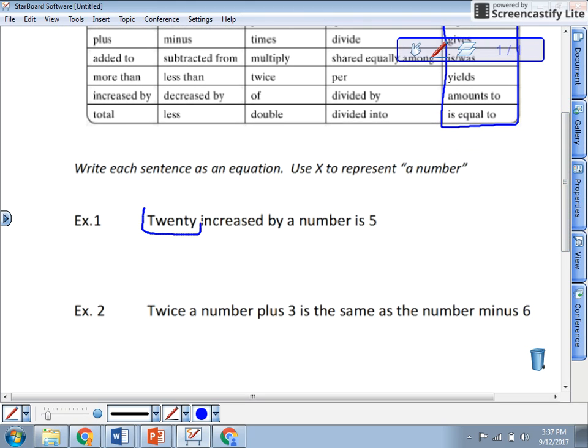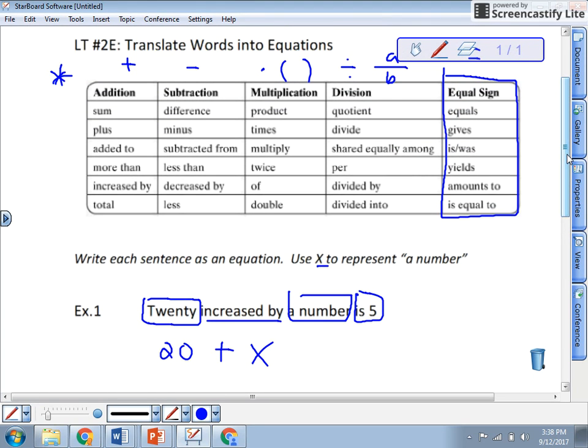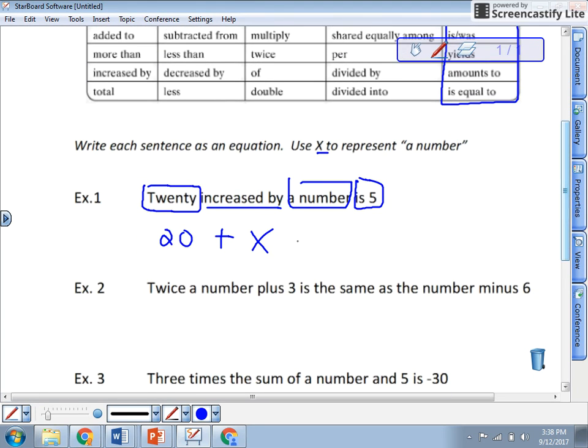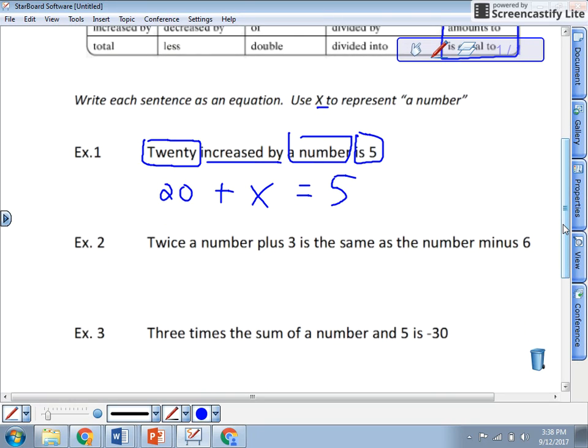20. All right, I'll kind of box this out. All right, increased by. There's our plus sign. A number. All right, we know that we're using X to represent a number. Is, that's key, is a word for equal sign. All right, so is 5. So 20 plus X equals 5. You're just breaking them down just like that. Let's take a look at the next one.